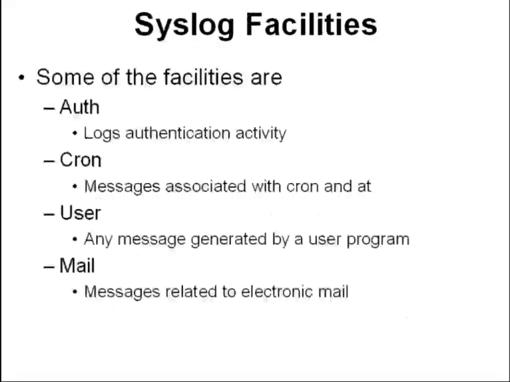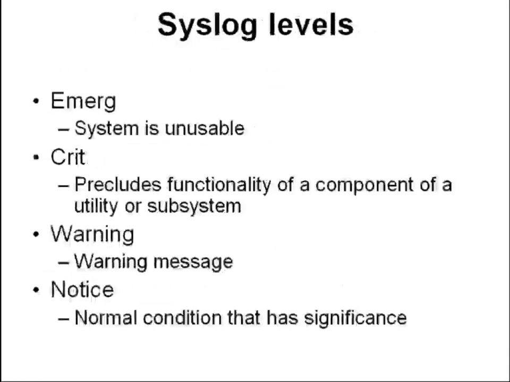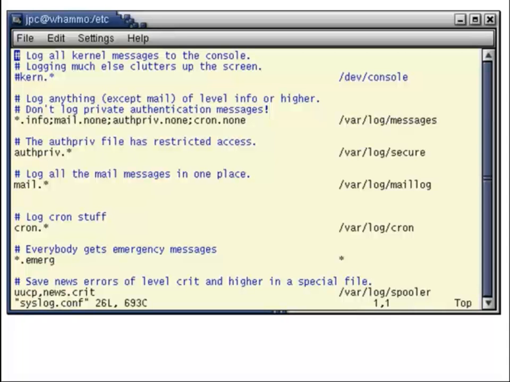And so, not only do you have facilities and activities, but you also have levels of activity. For example, emerg stands for emergency, the system is unusable. Critical precludes functionality of a component of a utility or subsystem. A warning message, or just normal conditions that may or may not have significance. And this is what it looks like in here.